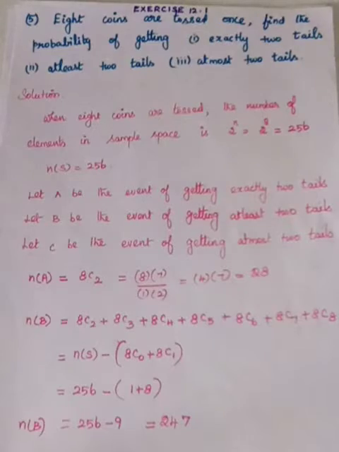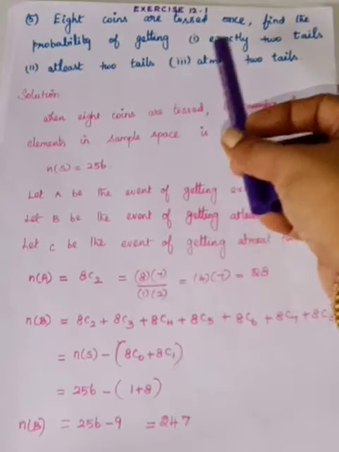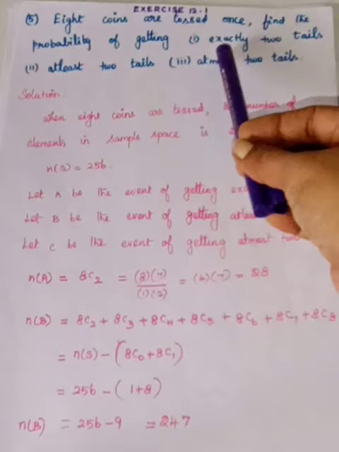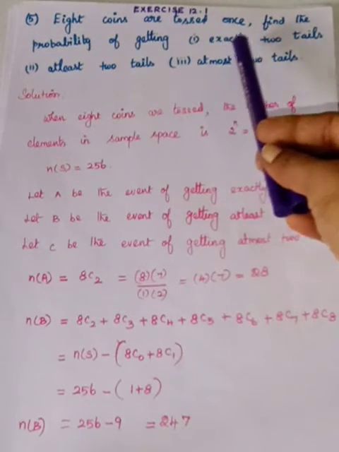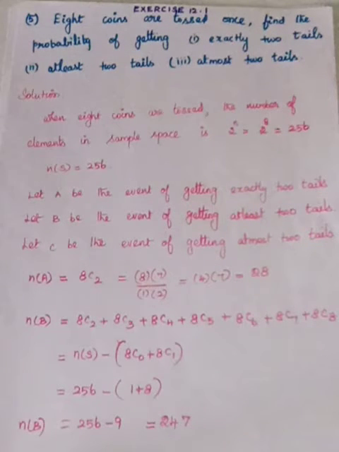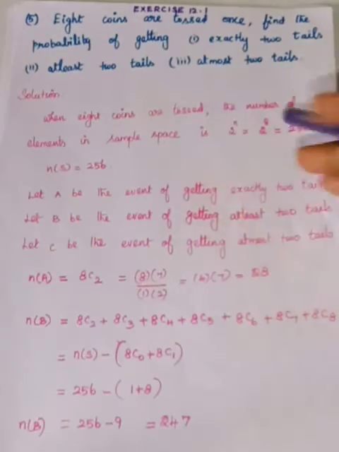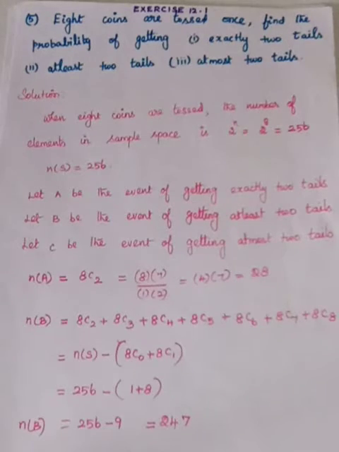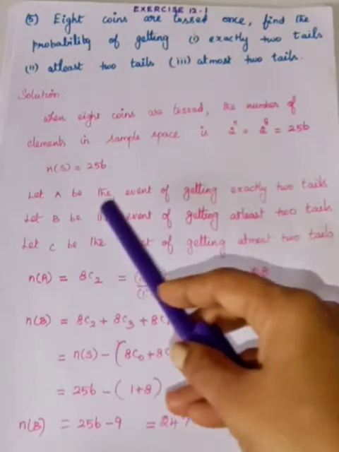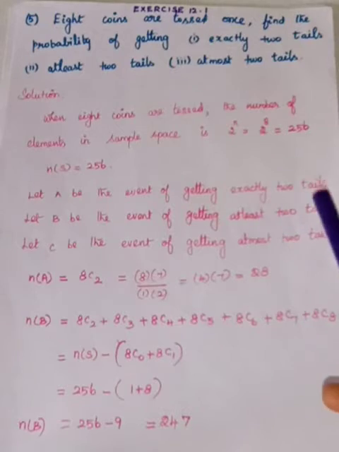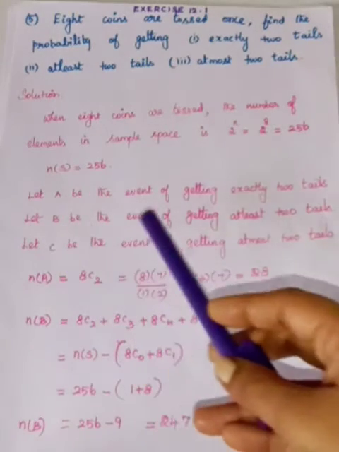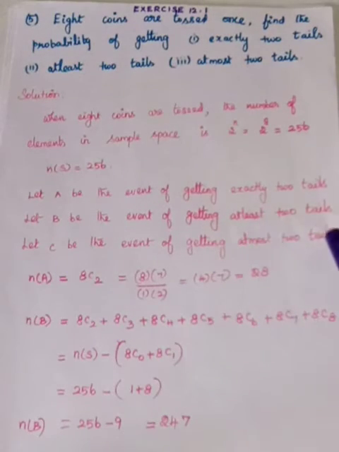And here there are 3 subdivisions. In the first subdivision, they are asking about exactly 2 tails. The words are very important. Exactly 2 tails. Here at least 2 tails, and the third one is at most 2 tails. So first I am going to denote, let A be the event of getting exactly 2 tails. Let B be the event of getting at least 2 tails. And let C be the event of getting at most 2 tails.